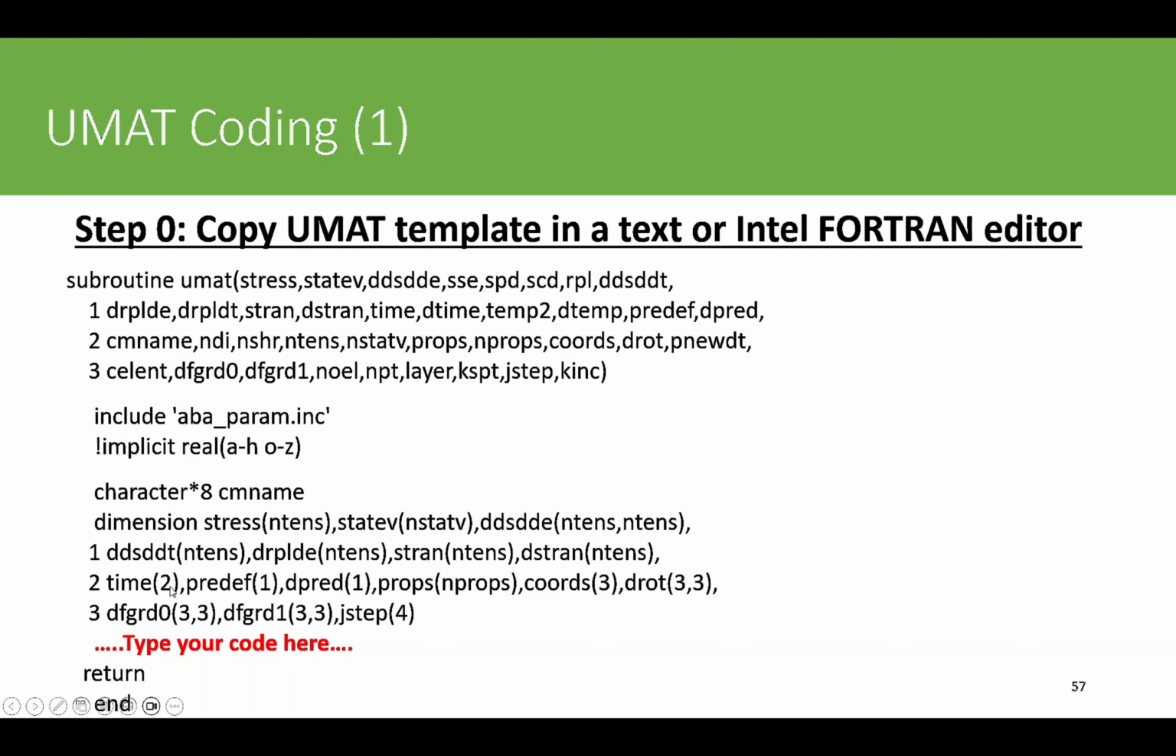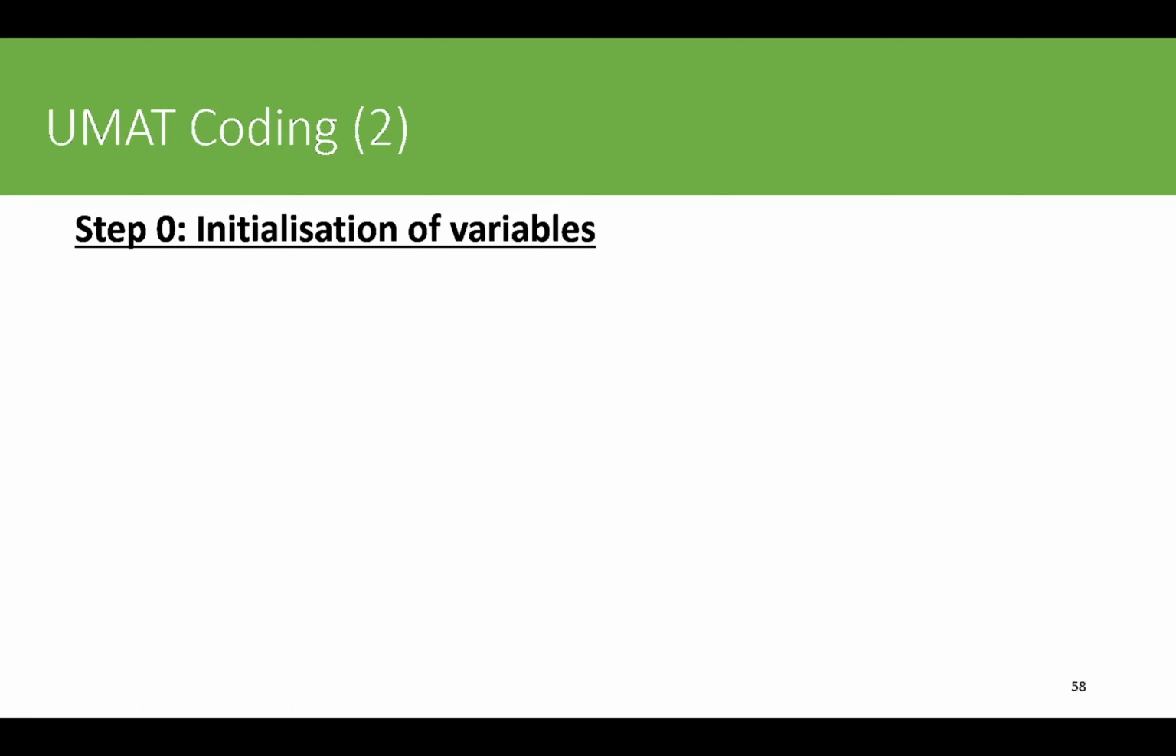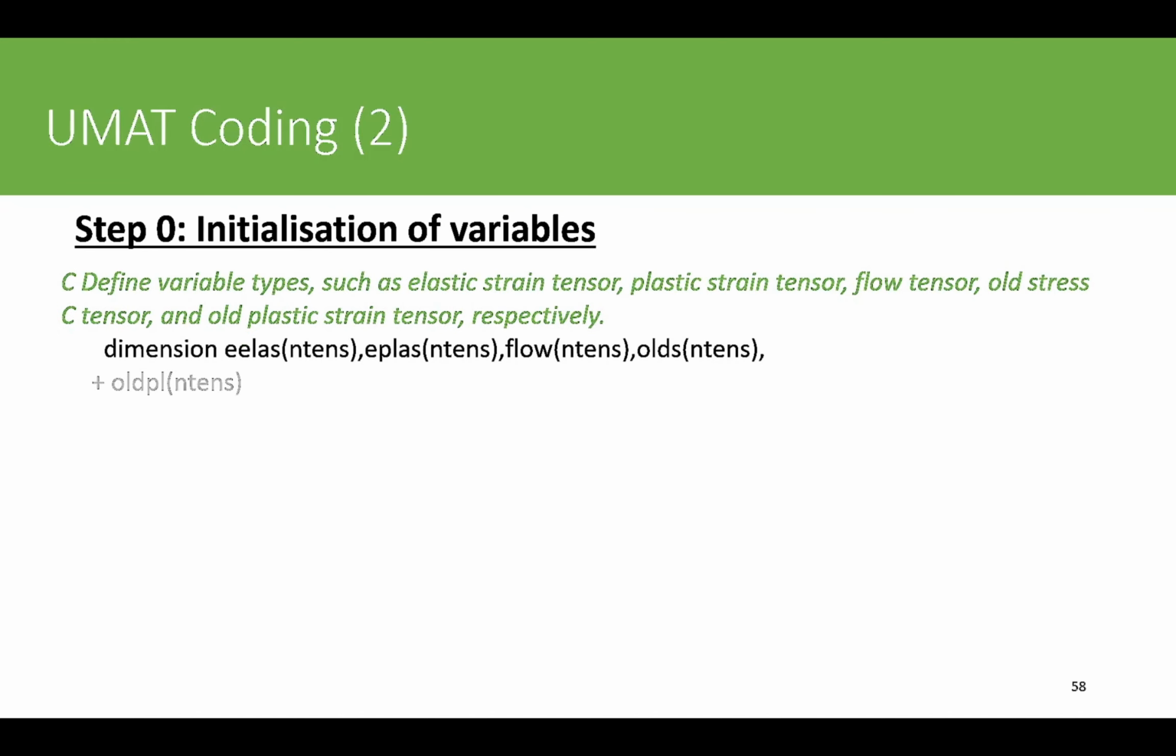So this is how it is, and as I explained before, this is the area where we're going to type the code. The first thing is we need to initialize the variables. In our case we have to define the variables such as the elastic strain tensor, plastic strain tensor, the flow tensor, which tells us the direction of the flow, the old stress tensor, which is coming from the previous step, and also the old plastic strain tensor, which is again from the previous increment. We need to update all these things, and for that we need to initialize them in the UMAT, so that it knows what these variables really mean. That's what I have done here.